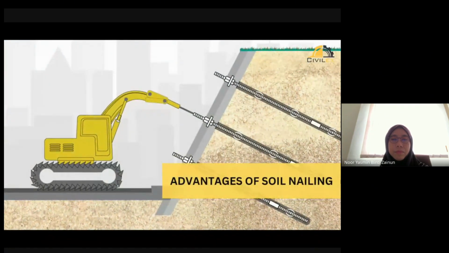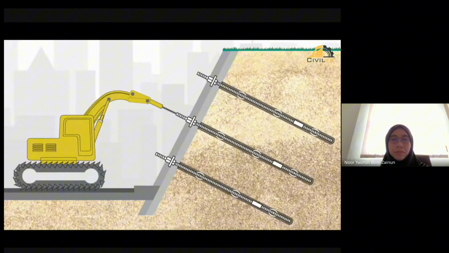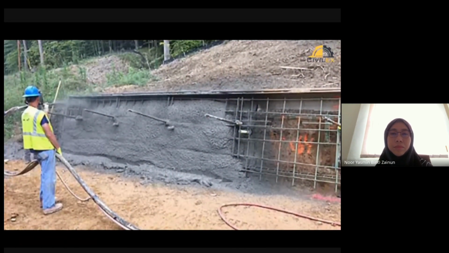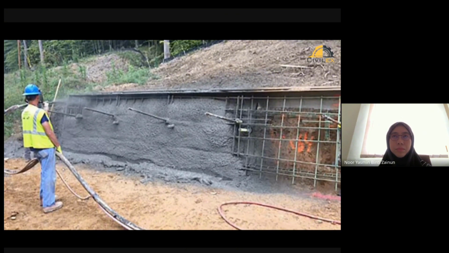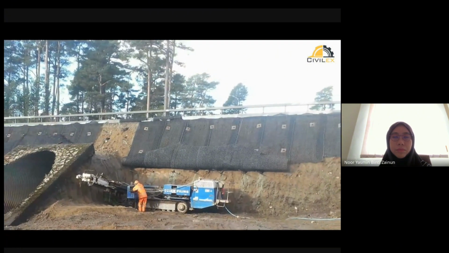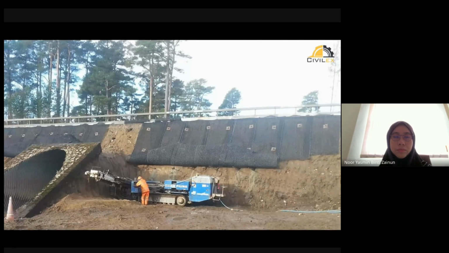Soil nailing offers several advantages that make it a popular choice in geotechnical engineering. Here are a few key benefits. Versatility: soil nailing can be used in various soil types and ground conditions, making it a versatile technique. Cost-effective: it often proves more cost-effective than traditional stabilization methods like shoring or deep foundation construction. Minimal disruption: soil nailing requires minimal excavation and disruption to the surrounding area, making it ideal for projects in urban or confined spaces. Faster construction: compared to other methods, soil nailing can be quicker to implement, saving both time and resources.